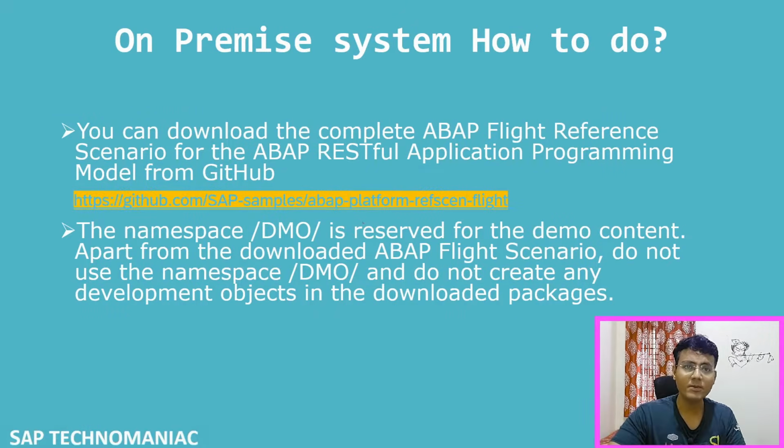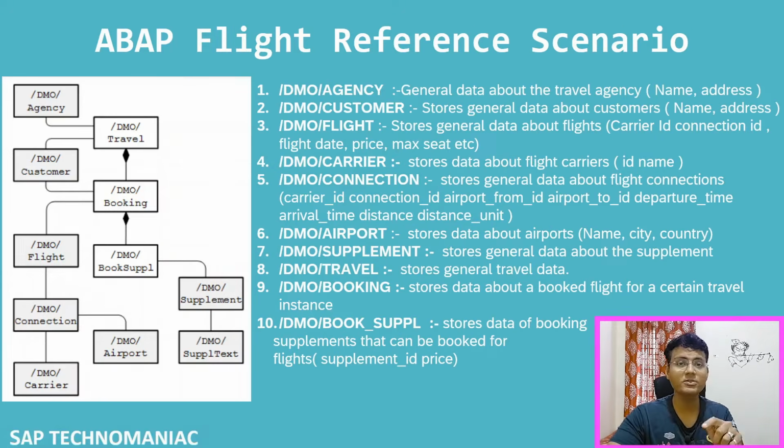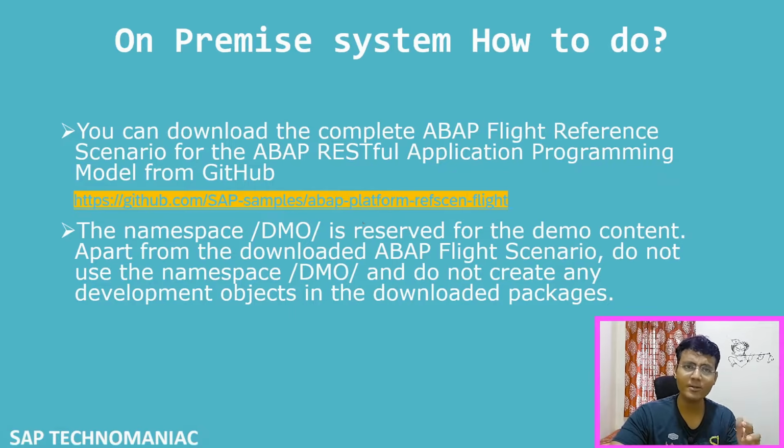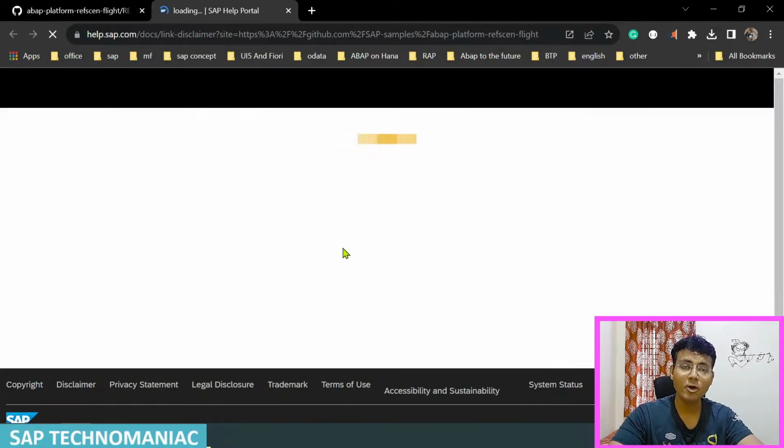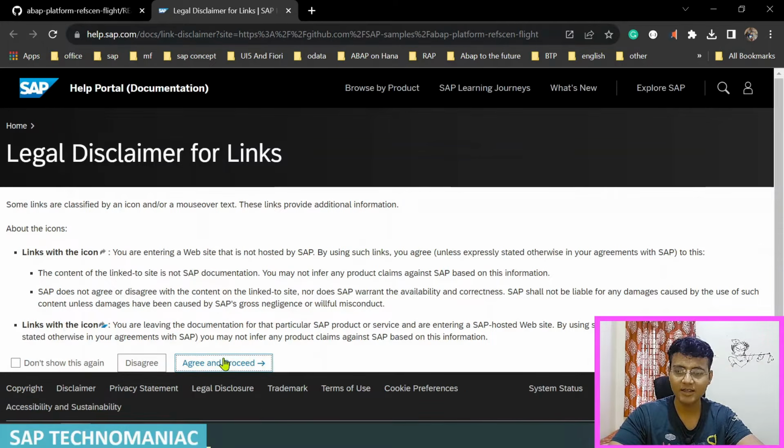Suppose you are working on an on-premise system, these tables will not be available, because they are not part of your on-premise system. They will be available either in 2020 or 2021. You have to follow some steps. You have to go to that particular GitHub link. Once you open this GitHub link, agree and proceed.